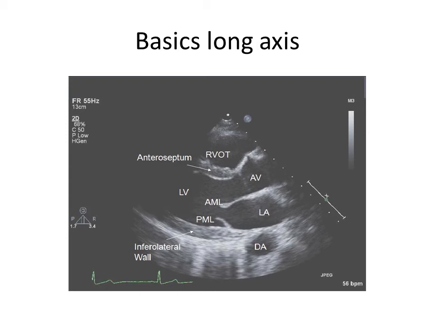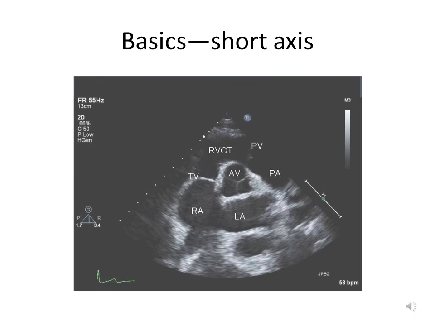Now, if you take the same probe at the same exact position and turn it 90 degrees, so it's oriented basically towards each axillary line, let's say, you get a short axis image in the same area. So basically the ultrasound probe is taking a slice through that area of the body along its longitudinal axis.